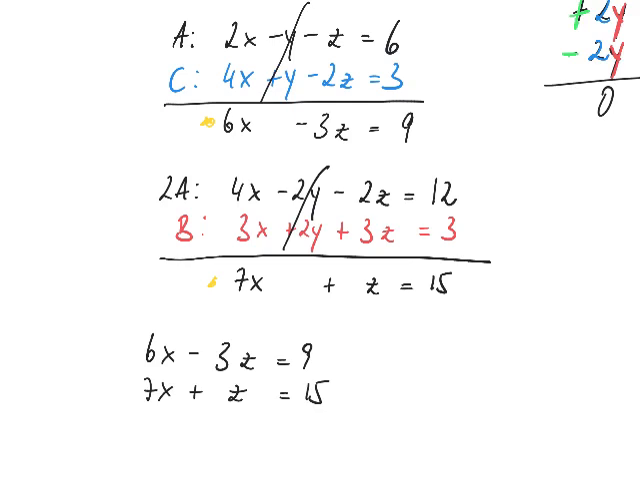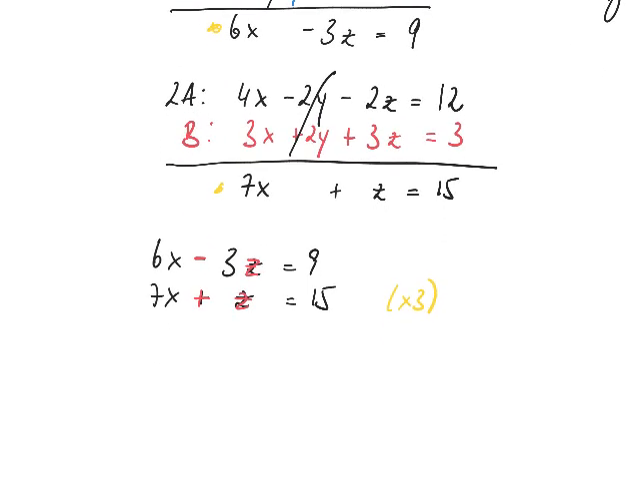If you look at this, I have a z and a z, so that is okay. I have a minus and a plus, but on top I have a 3, and on the bottom I only have 1. So I need to multiply this by 3. Let me write them again. 6x minus 3z equals 9. So I multiply the bottom one by 3. 7 times 3 is 21x, plus z times 3 is 3z, and 15 times 3 is 45.